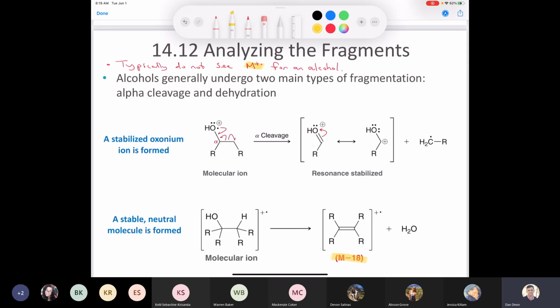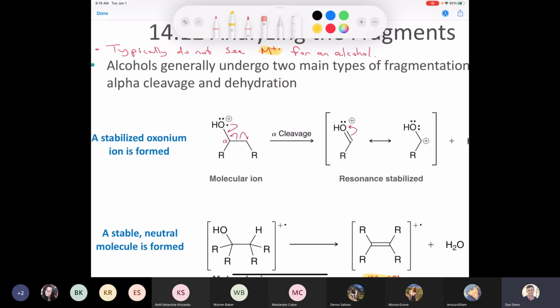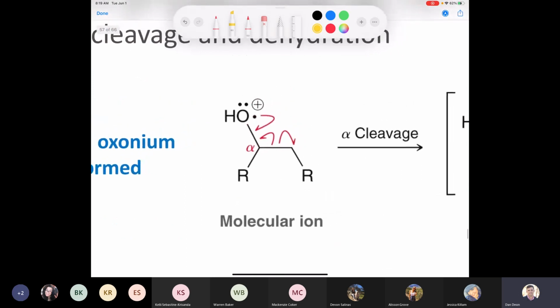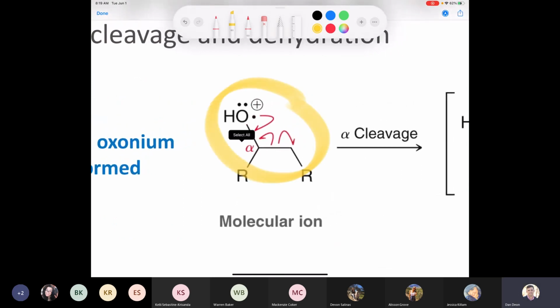So if you see something that has an M-18, so if you know the mass of the alcohol, you subtract 18 and you see a peak, well, it's probably from the loss of water, right? Because water is 1 oxygen, 2 hydrogens, so that's 16 plus 2, 18. But alpha cleavage, now you look at this mechanism, and we haven't even studied these kind of curved arrows.